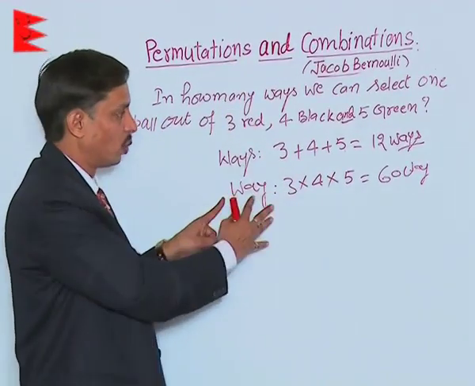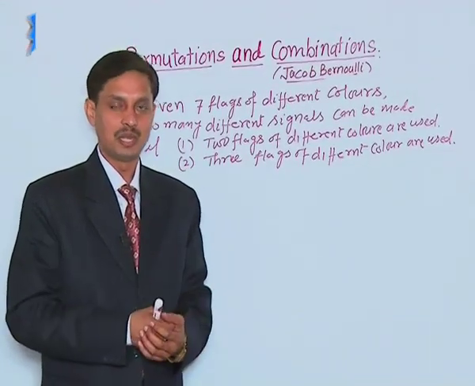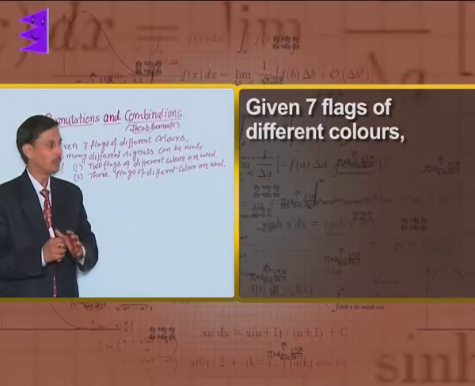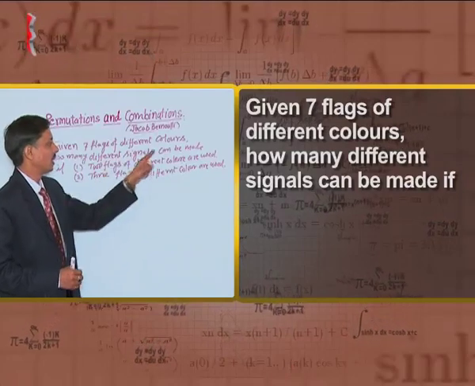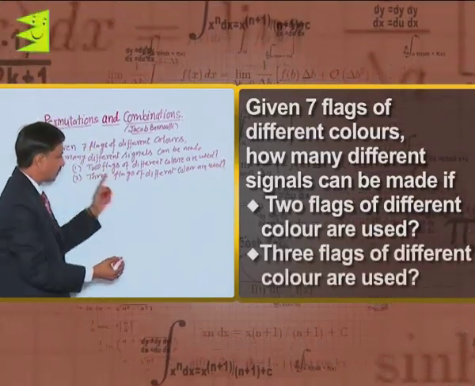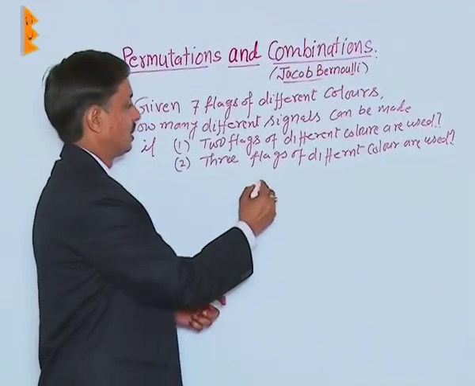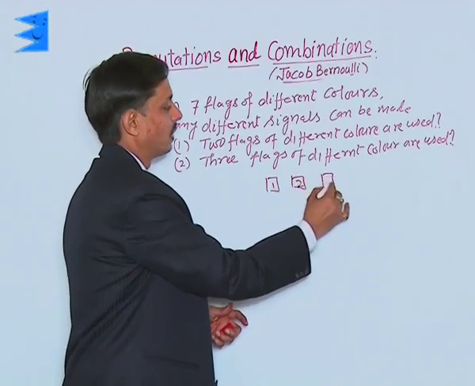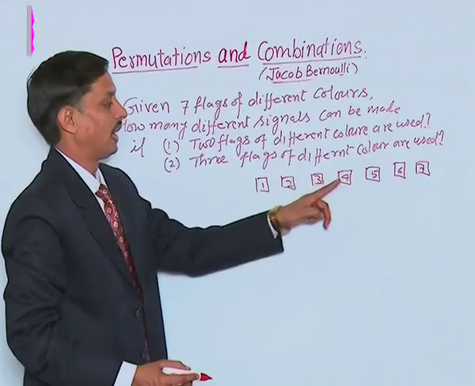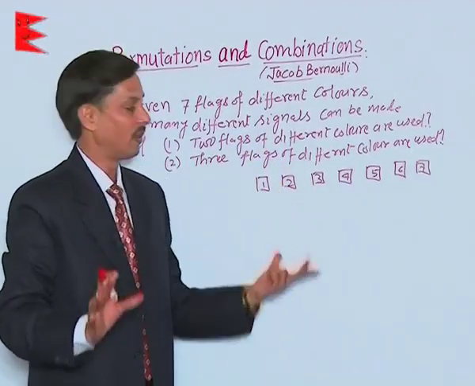This part I have extended to differentiate the two principles. Now I am taking one more example where we will identify which principle is required. Given 7 flags of different colors, each is of a different color. How many different signals can be made if 2 flags of different colors are used, and if 3 flags of different colors are used? We have 7 flags, 1, 2, 3, 4, 5, 6 and 7. These 7 flags are distinguishable. It is written different color, it means 7 flags of different colors.